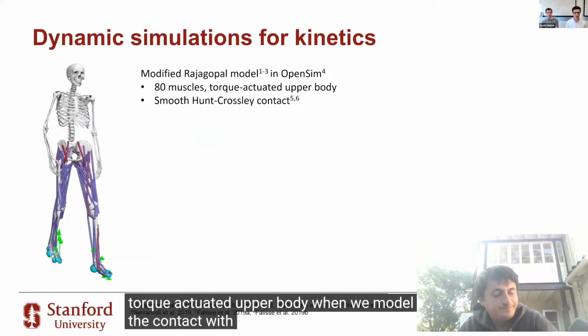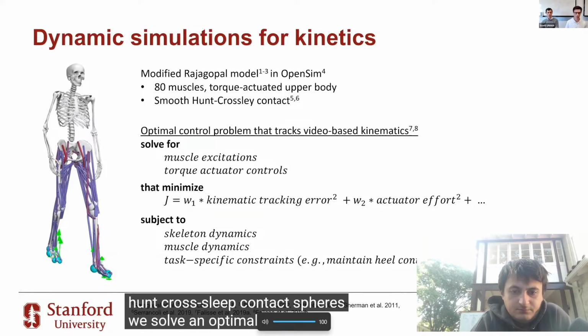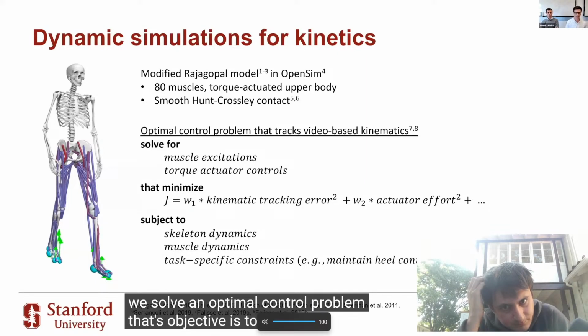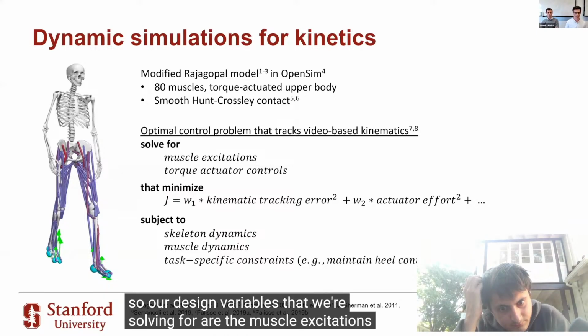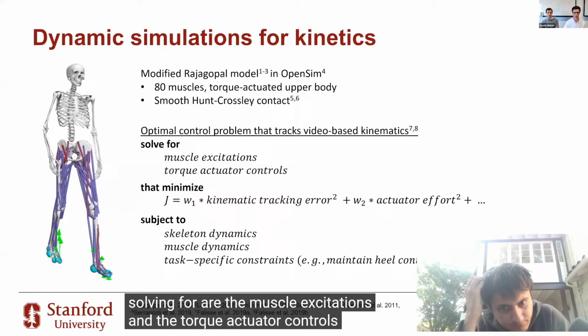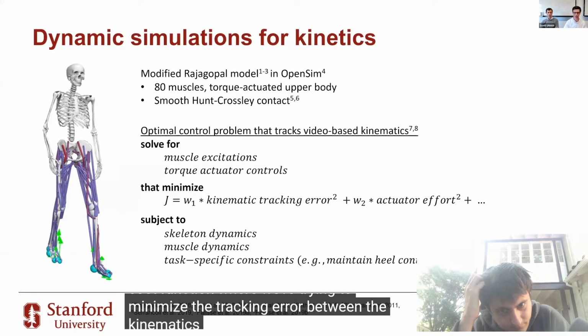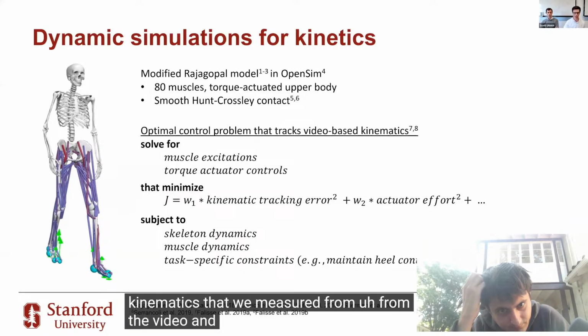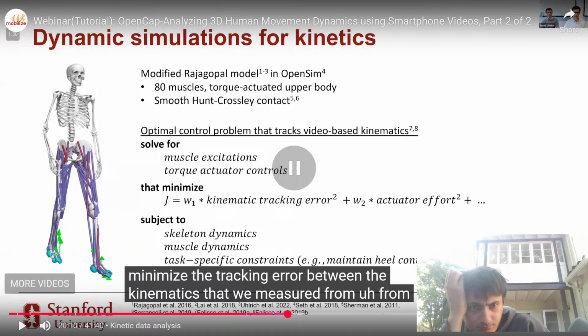And we model the contact with the floor using smooth Hunt-Crossley contact spheres. We solve an optimal control problem whose objective is to track the video-based kinematics. So our design variables that we're solving for are the muscle excitations and the torque actuator controls. In our cost function, we're trying to minimize the tracking error between the kinematics that we measured from the video and the simulation's kinematics, as well as the squared muscle excitations and torque actuator controls.